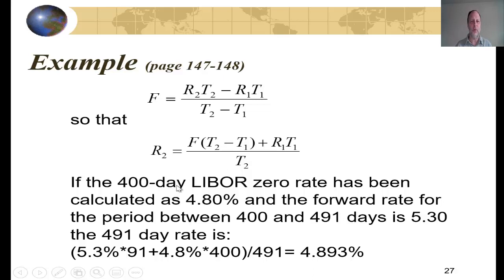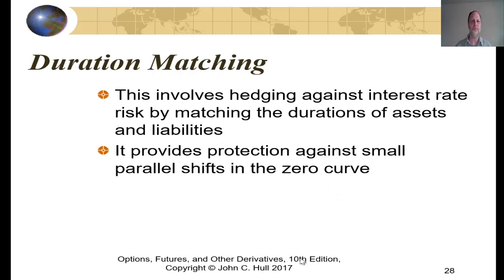So for example, if the 400-day LIBOR zero rate has been calculated as 4.8%, and the forward rate for the time period between 400 and 491 days is 5.3%, the 491-day rate is going to be 5.3 times 491 minus 400, or 91, plus 4.8 times 400, over 491, or 4.893%. And again, this goes into more detail in another video on the bootstrap method.